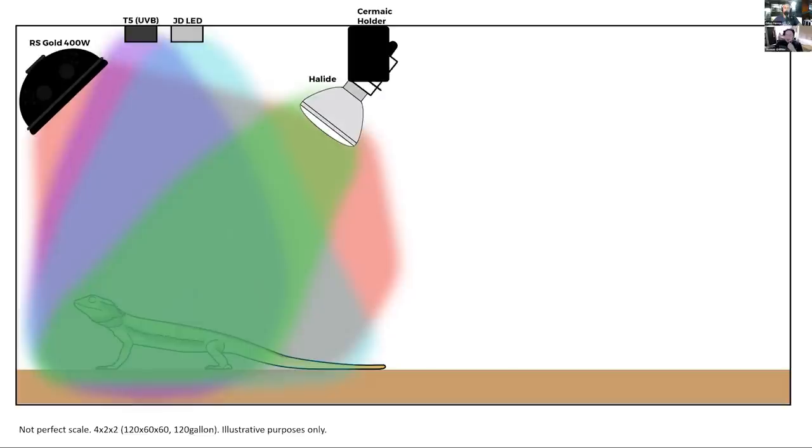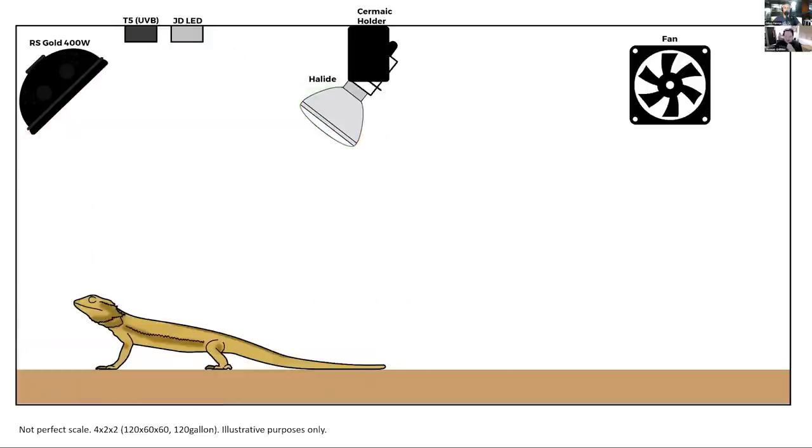Yeah. In this example, I use a fan as well, because I've started putting fans on all of my enclosures now as just a fresh air thing. It also helps with thermal control of the enclosure. In the UK, we have a lot of wooden vivs. We don't get the mesh venting like many people do in the States.